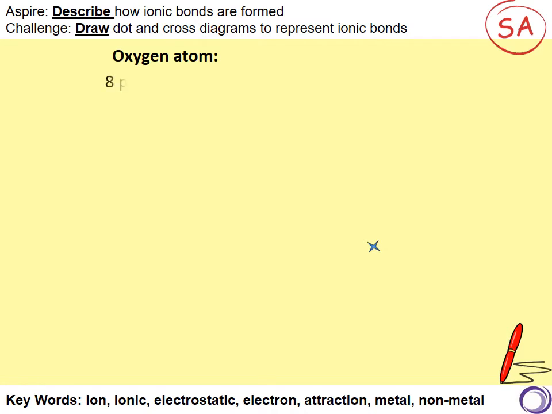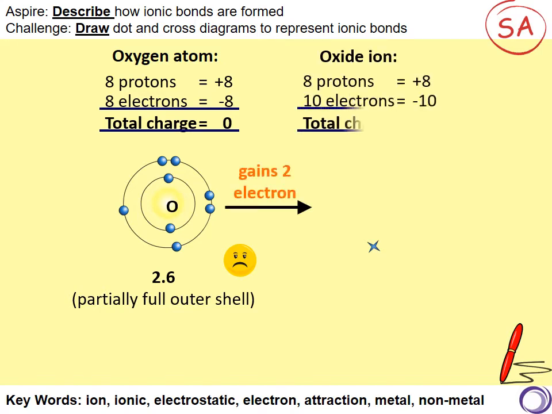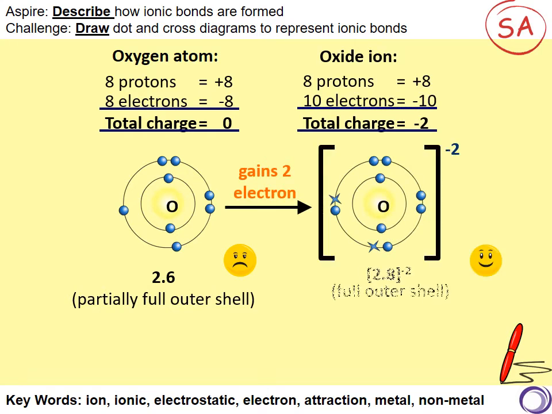Right, so if we look at an oxygen atom then, it had 8 protons and 8 electrons and an overall charge of 0. But it had a partially full shell with only 6 electrons in it. It gains 2 electrons, and now it has 8 protons and 10 electrons, which gives it an overall charge of -2. So an oxide ion will have a -2 charge.